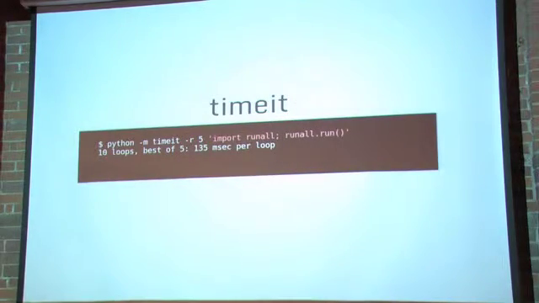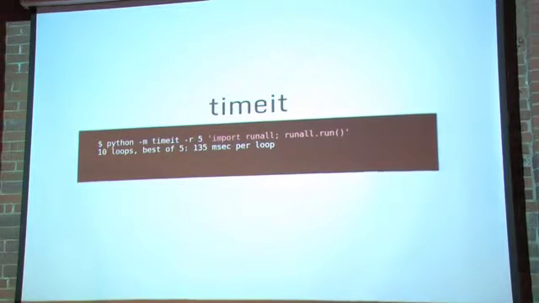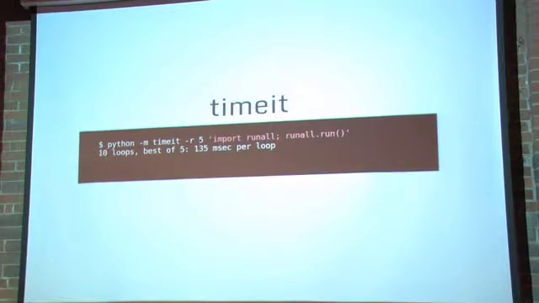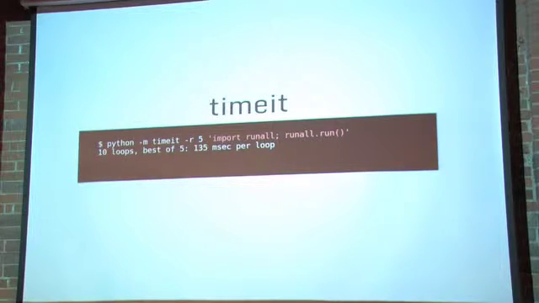A good way to do that is with the timeit module in Python. You can run your code using python -m timeit. You tell it the number of repetitions you want and give it a string that it will evaluate. Timeit is smart enough to know that if your code is too fast, it should run it in a loop. So in this case, it runs it in a loop 10 times, and it picks out the fastest run, which was 135 milliseconds.